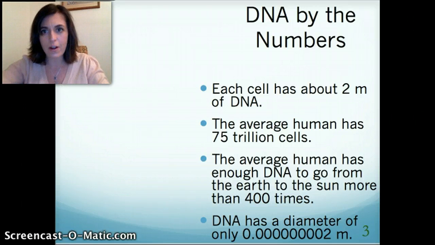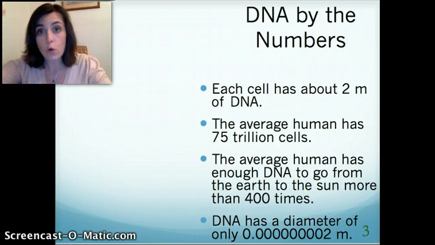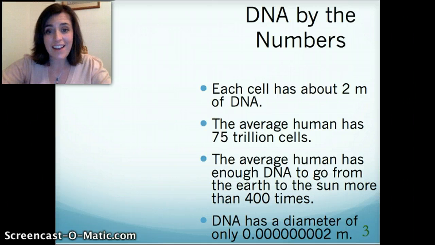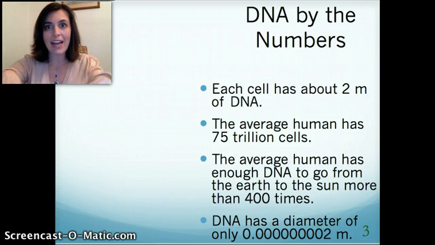Remember we looked at cells under the microscope? Super tiny. And you get 2 meters of DNA packed in each one of those? That's crazy cool. And think about this even further. Your average human has about 75 trillion cells. So if you do the math, that is 150 trillion meters of DNA in your entire body. And that is enough DNA that you can go from the earth to the sun between 400 and 600 times. That is crazy cool, all of that in your body. Isn't science awesome?